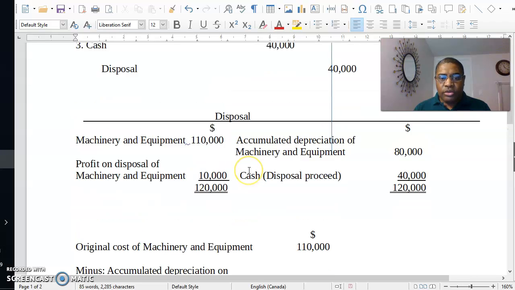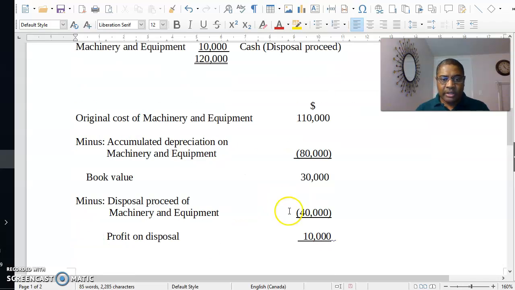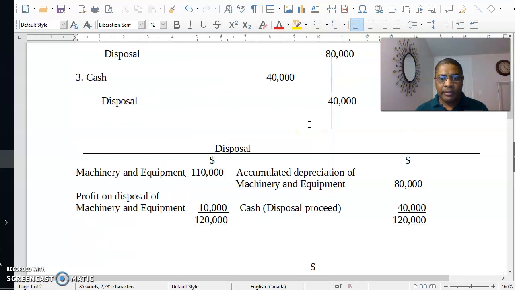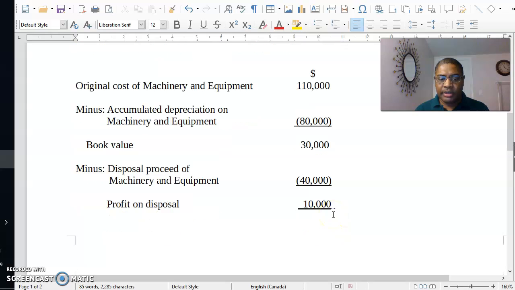Now, for those who still do not understand what we have done here, there's a simpler example at the bottom, right? To simplify the illustration here. You have the original value. You're minusing the accumulated depreciation to arrive at the book value. And you're minusing the proceeds. So what you receive is a profit on disposal. Okay?